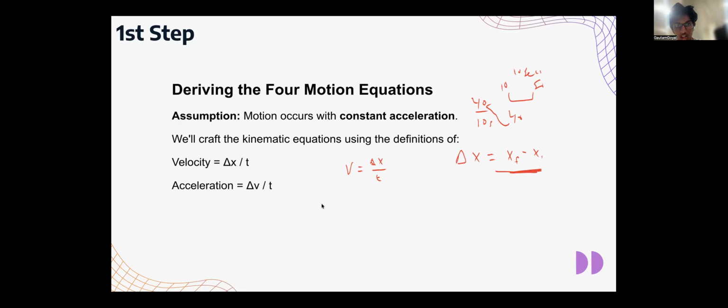Good. Moving on to the acceleration part. This is a bit trickier, right? Acceleration is equal to delta v, the change in velocity, over time, which is another fair assumption, right?